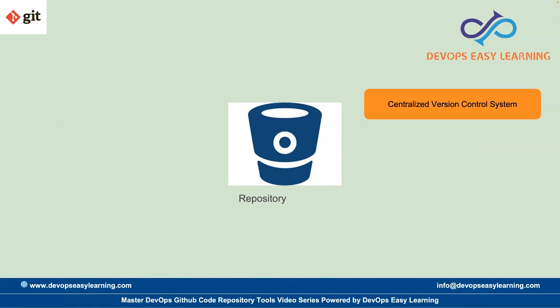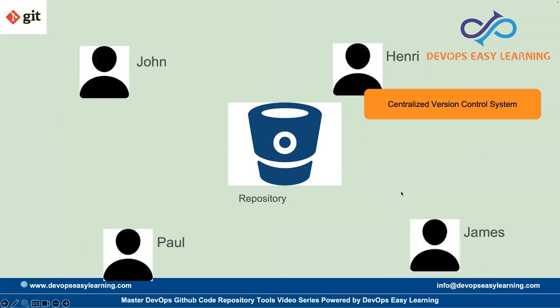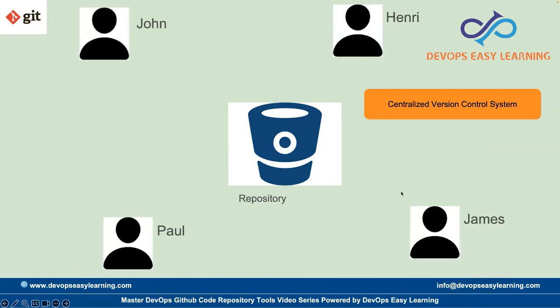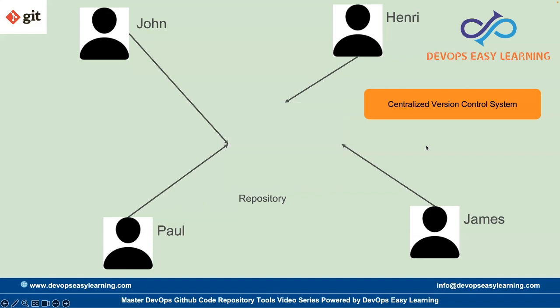We are going to talk here about the first type of version control, which is the centralized version control system. You are going to have a few users: John, Henry, James, and Paul. All those users are going to connect to the same repository and start working on it. There's a problem. If something happens and the repository dies, they won't be able to work anymore.